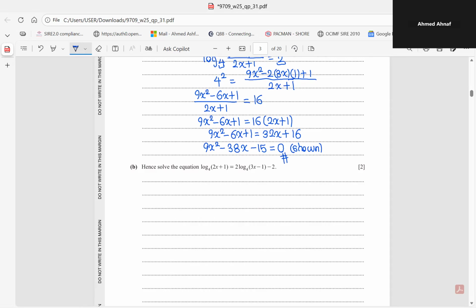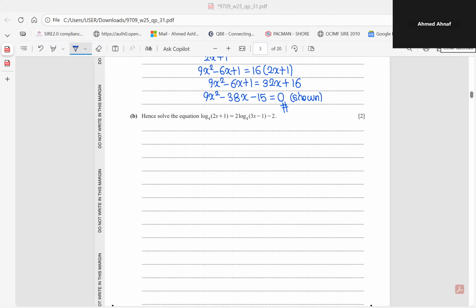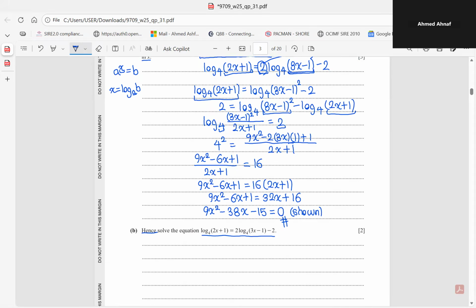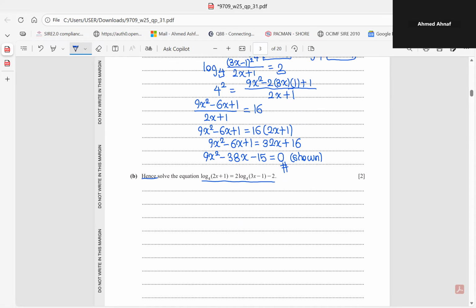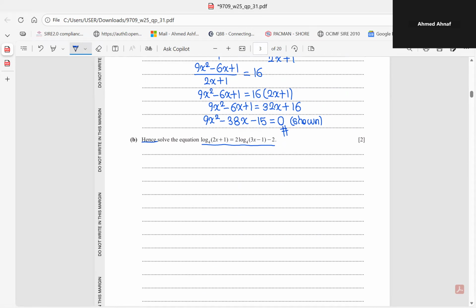Let's head on to the next part. Okay, so now they told us hence. So we obviously have to use the answer from the previous part. We need to solve this equation that we're given in our previous part to simplify. Let's see. Yep, it's the exact same. So we can just copy down the quadratic equation and then solve it. You can use factorization or the quadratic formula, whichever is possible. So I'm going to see if we can factorize it.